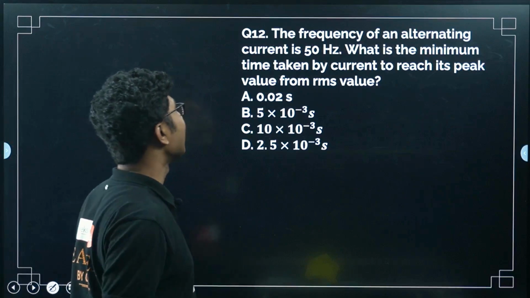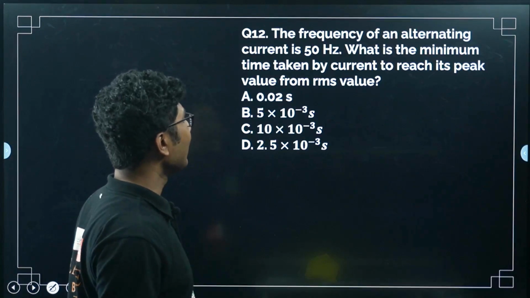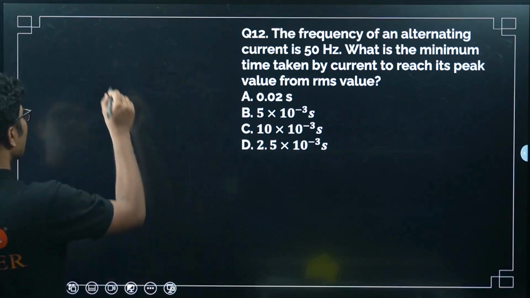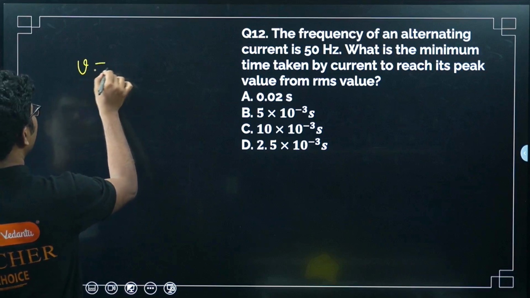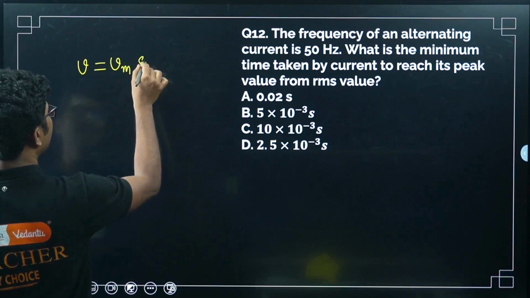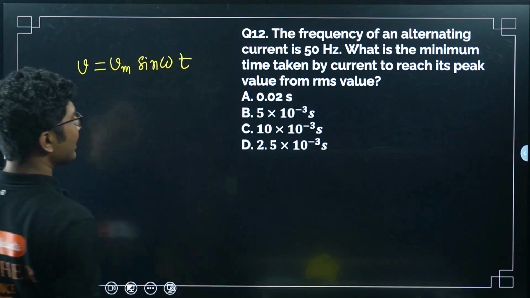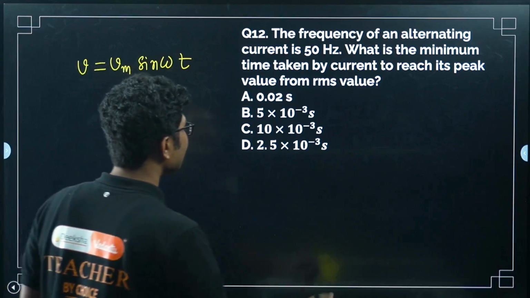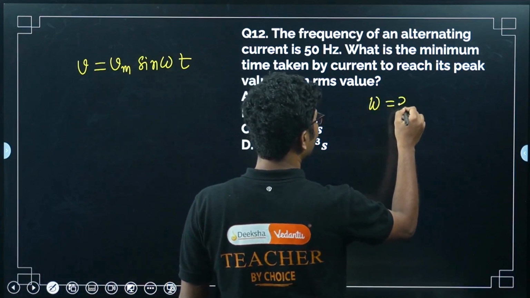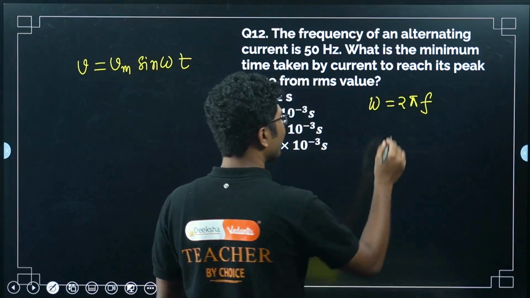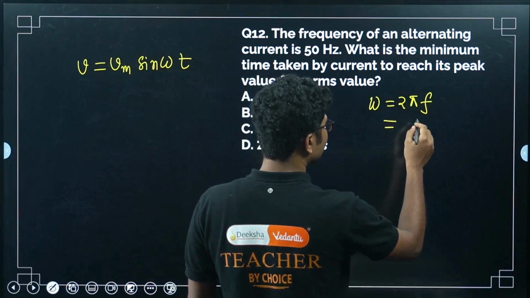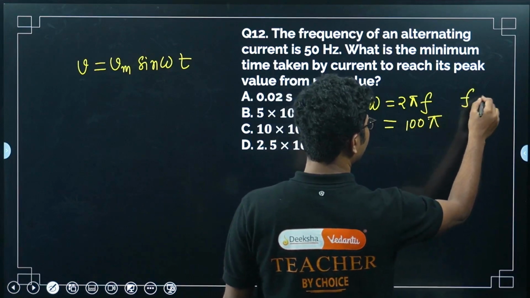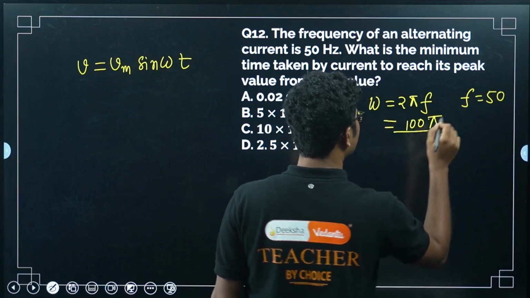The frequency of an alternating current is 50 Hz. What is the minimum time taken by the current to reach its peak value from the RMS value? So V is equal to Vm sin omega t. So what is given? The frequency is given as 50 Hz. What is the minimum time? So omega is equal to 2 pi f, right? So 50 Hz is given, so just put the value. The value will be 100 pi, right? F is equal to 50. So omega is basically 100 pi.